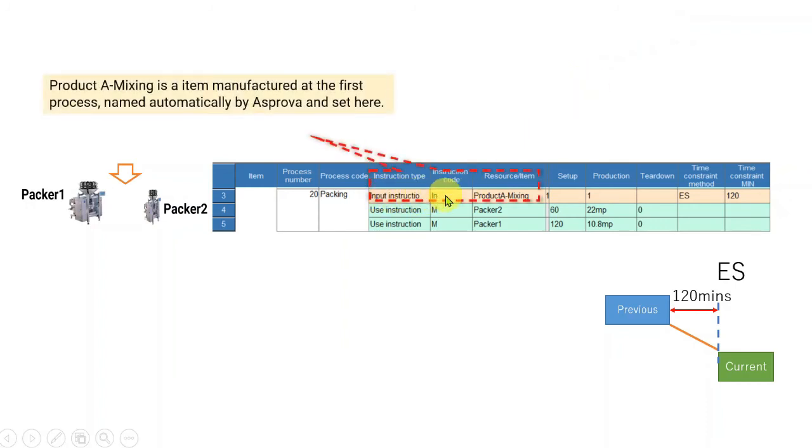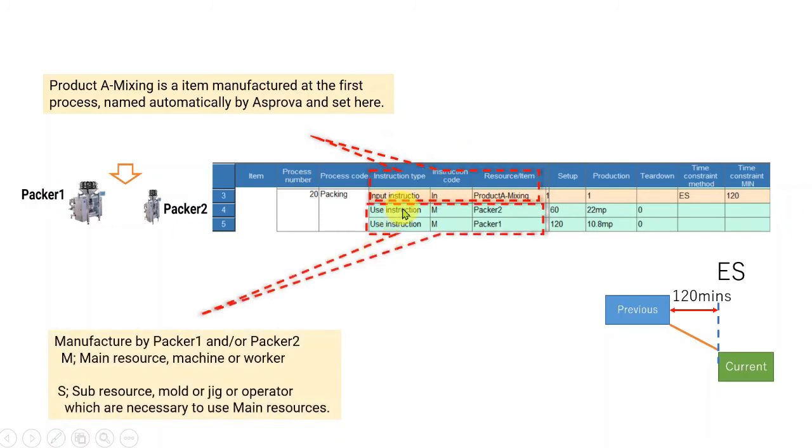Input instruction and instruction code in, and here item name product A-mixing is an item manufactured at the first process, named automatically by Asprova and set here. And these 2 rows use instruction code M, and here resource name packer 1, packer 2. This means they use to manufacture this by packer 1 and or packer 2.